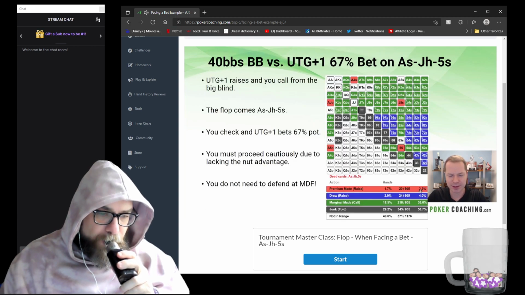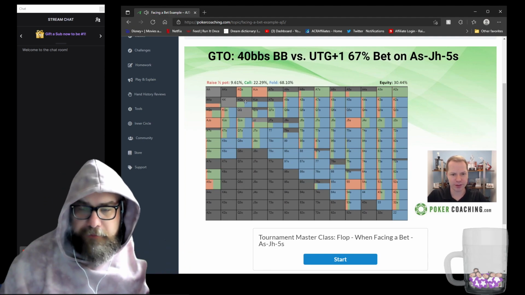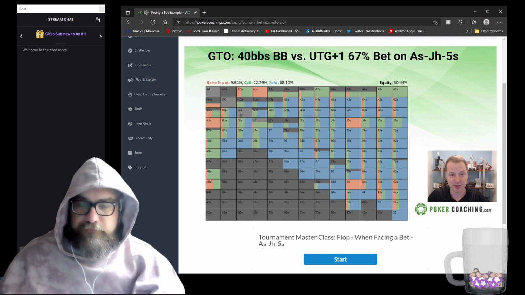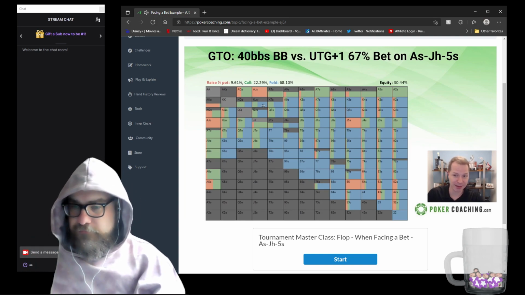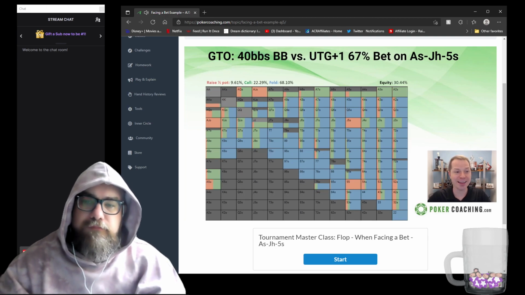I was raising 7% of the time, so that's close enough. Solver calls the vast majority of these hands. Notice solver actually folds out some stuff like king, queen immediately. Solver somehow folds out king, jack immediately. I mean, I don't know in what world you're folding out king, jack here. Solver proceeds very tightly, and let me tell you why.